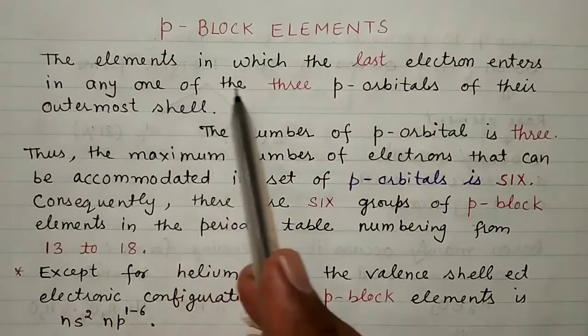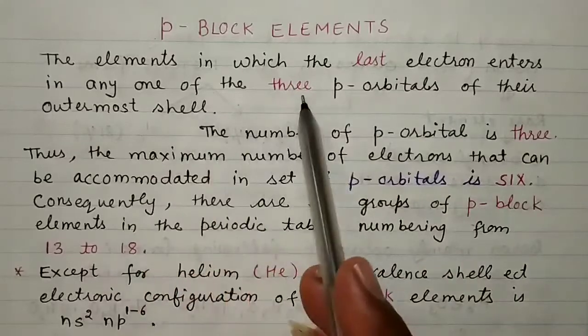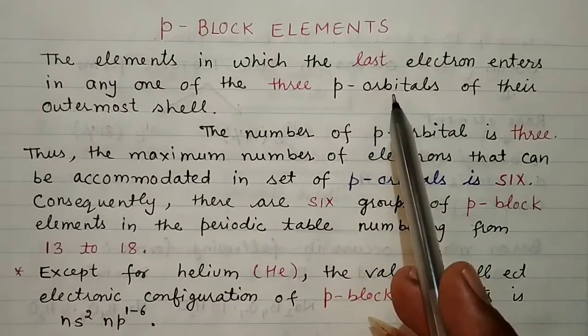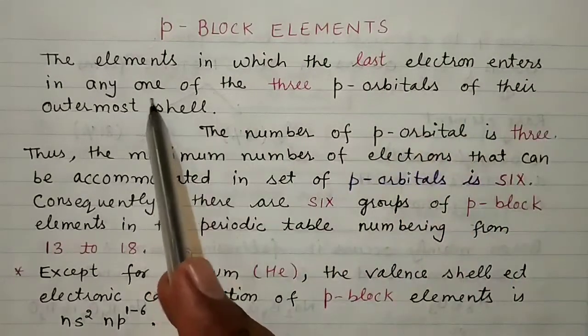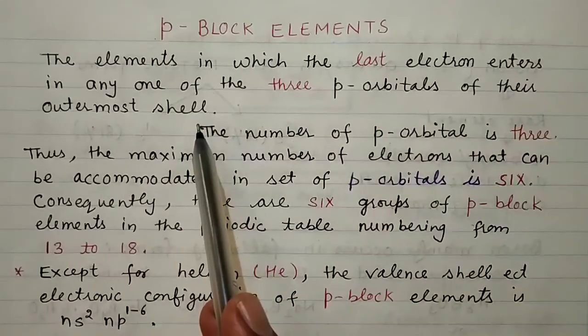The elements in which the last electron enters in any one of the three p orbitals. We have in the p subshell three orbitals px, py and pz. So the last electron enters in any one of the three p orbitals of their outermost shell.